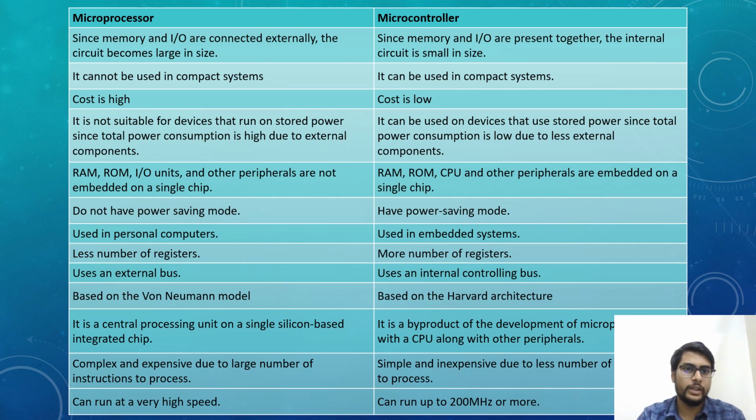First, let us start with microprocessor. Since memory and I/O are connected externally, the circuit becomes large in size. It cannot be used in compact systems. It is not suitable for devices that run on stored power since total power consumption is high due to external components. RAM, ROM, I/O units, and other peripherals are not embedded on a single chip, and it does not have a power saving mode. Used in personal computers. Less number of registers, uses an external bus based on the von Neumann model.